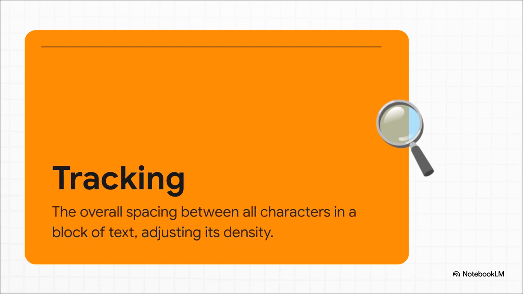Next up is tracking. This controls the spacing across an entire word or sentence. You can tighten it up to make a word look really solid and dense, or you can open it up to make it feel more light and airy. It's like the master volume knob for the spacing of your text.